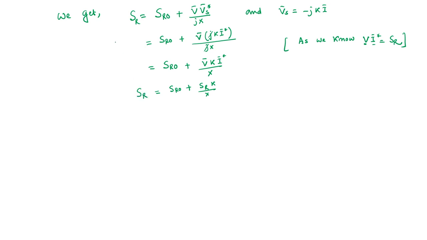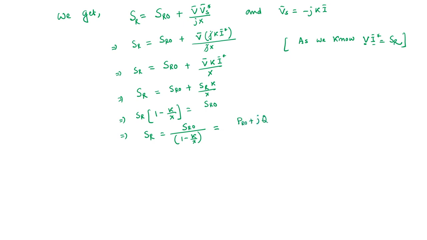Now, you see that on the left hand side we also have SR, and on the right hand side we get a function which is also a function of SR. So, we bring it to the left hand side. What will we get? SR times 1 minus k divided by X is equal to SRO. So, this gives SR is equal to SRO divided by 1 minus k divided by X. Now, k divided by X is a scalar quantity. Now, SRO can be written as PRO plus jQRO, because SRO represents the active power at the receiving end side when there is no SSSC, plus j times the reactive part at the receiving end side when there is no SSSC.